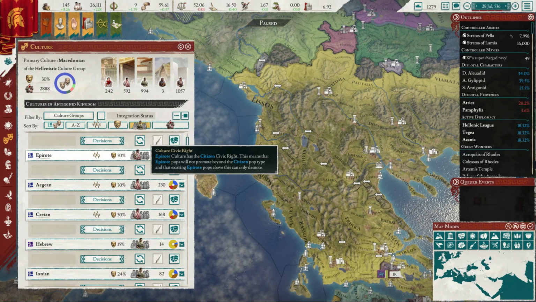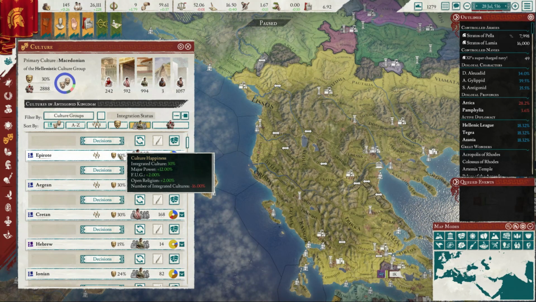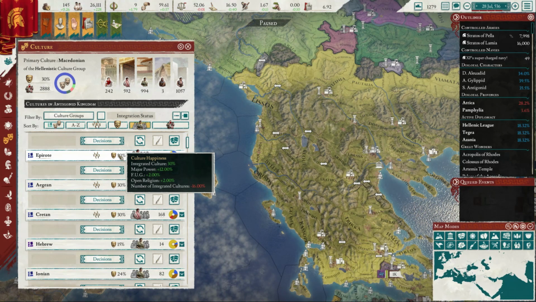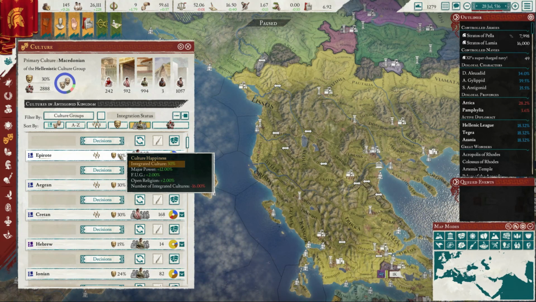Well, the first thing it does is affect the overall happiness of the pops and the characters that are of the integrated culture. An integrated culture automatically provides pops with that culture a boost to their happiness. Of course, the happier the pops are, the more productive they are, but they also produce less unrest.